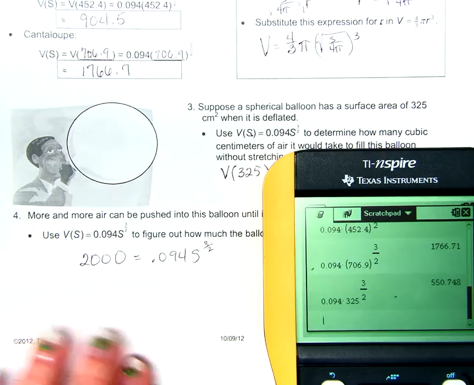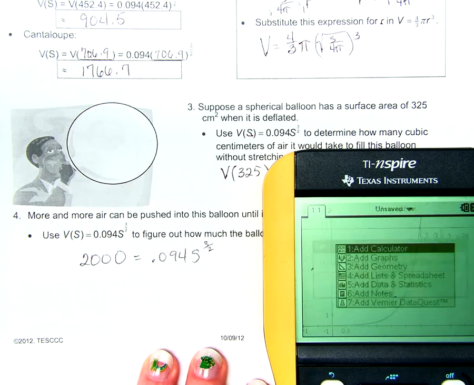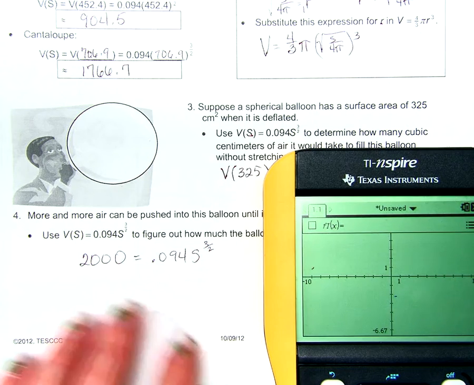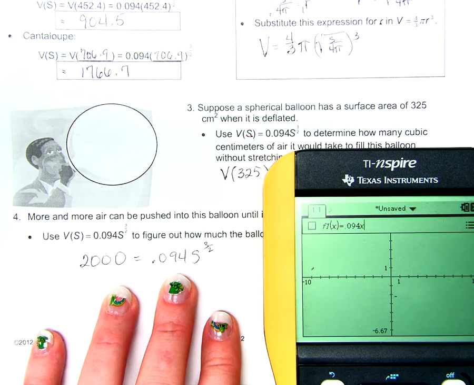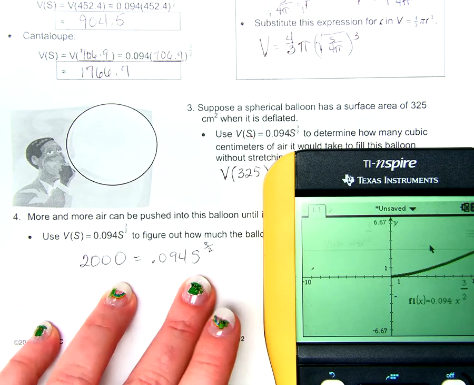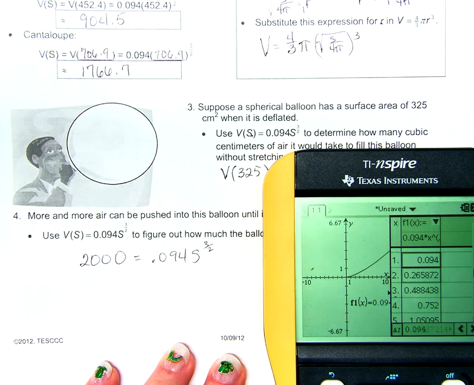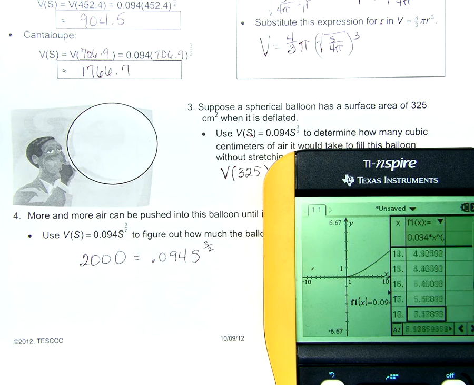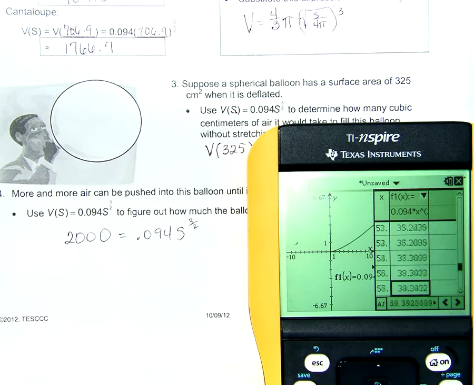So there's a couple different ways we can do this. We can actually open a new document that is a graph, and we can put this equation, 0.094 x raised to the 3/2 power. And go and look at the table, Control T, and scroll and scroll and scroll. Because what am I looking for in the Y column? I'm looking for 2,000.